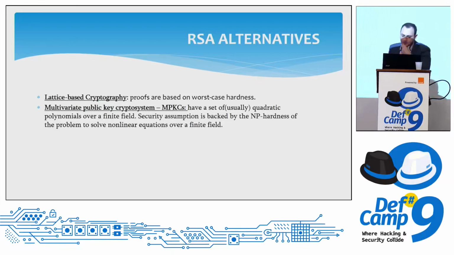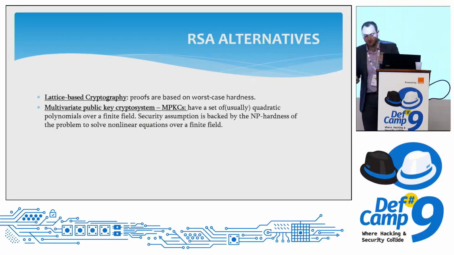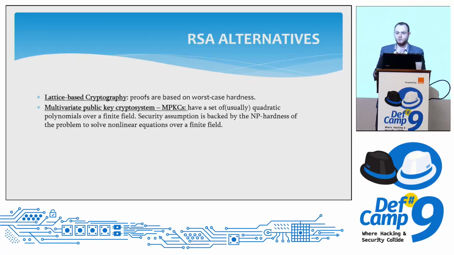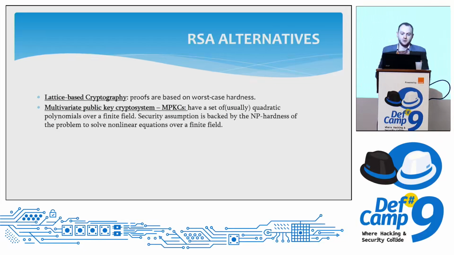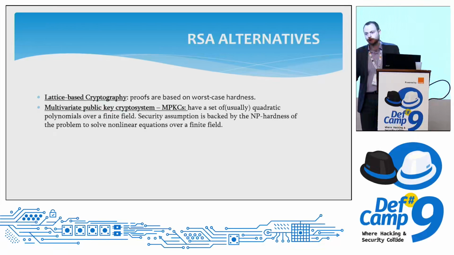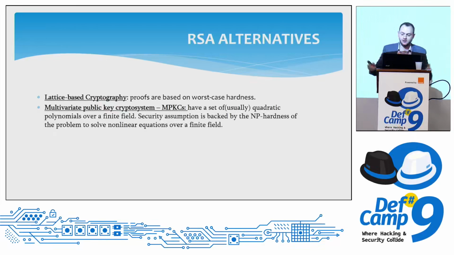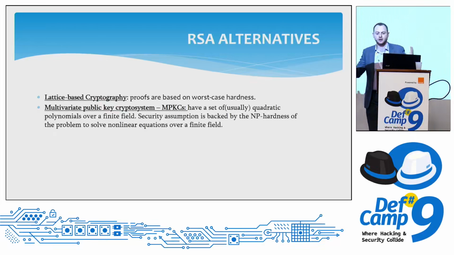And another one, very interesting but very complicated, is the multivariate public key crypto system. It has a set of quadratic polynomials over some finite field, and it's based on the NP-hardness of solving these nonlinear equations.